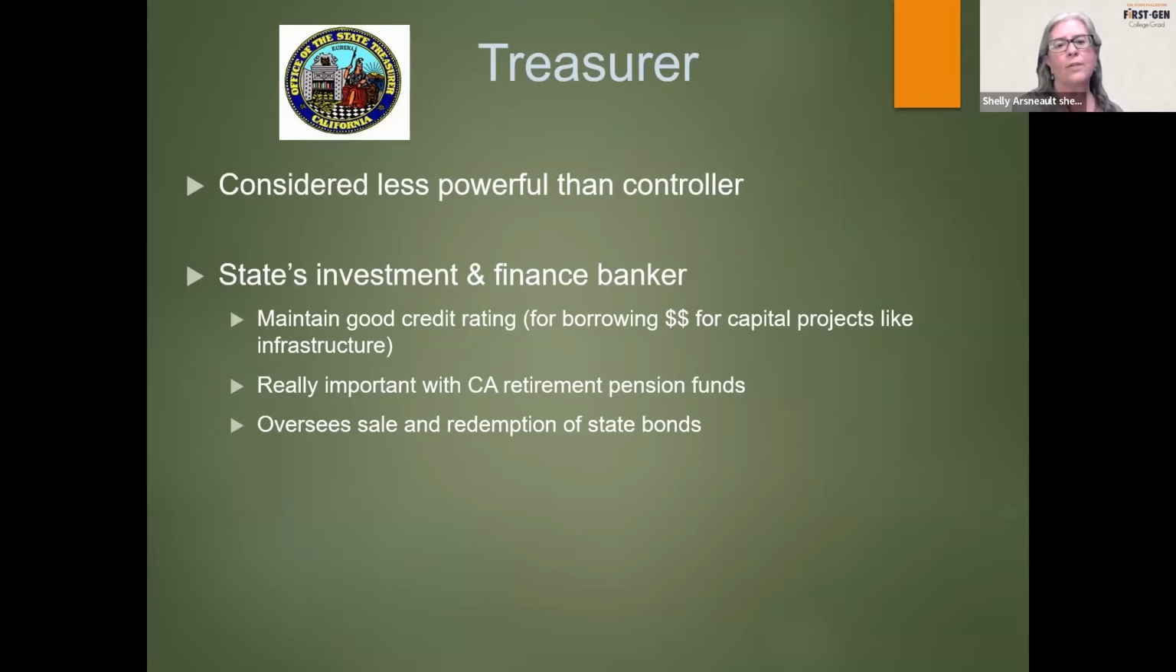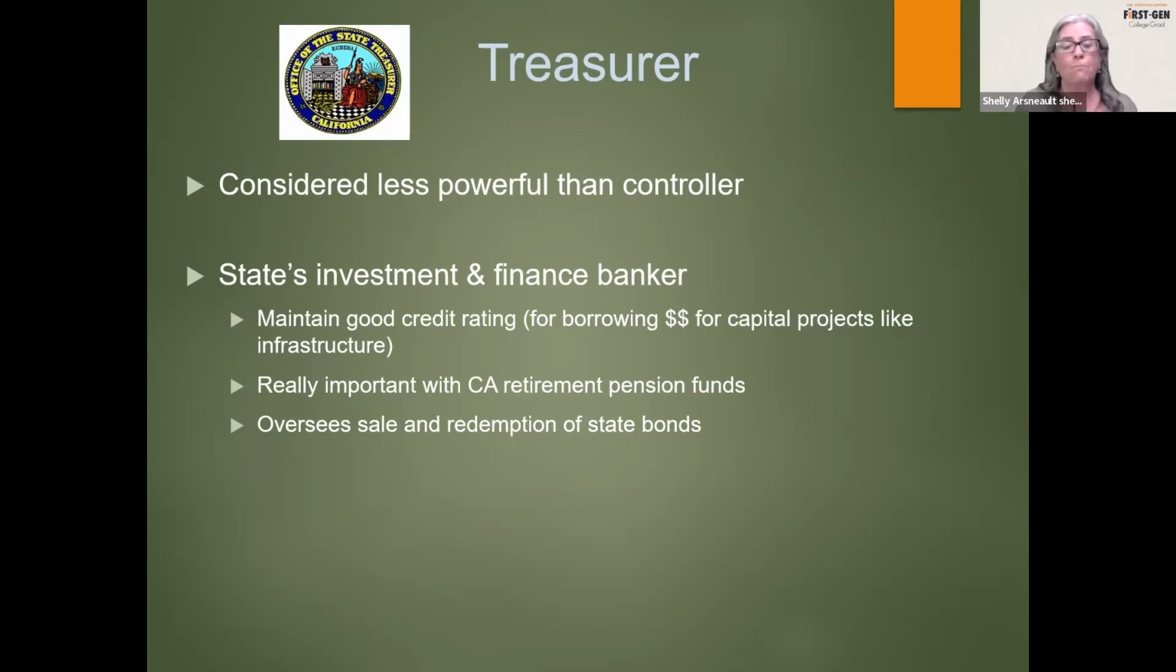The state's treasurer is essentially the investment banker and finance banker, responsible for some of the bigger ticket items as well. So things like maintaining a good credit rating for the state. If you're not familiar with that, it really is what it sounds like. You have your own personal credit rating. The states all have a credit rating as well. And just like when you're borrowing money, if you've got a good credit rating, you get to borrow money more cheaply. Same thing with the state. If the state has a good credit rating, we can borrow money more cheaply.